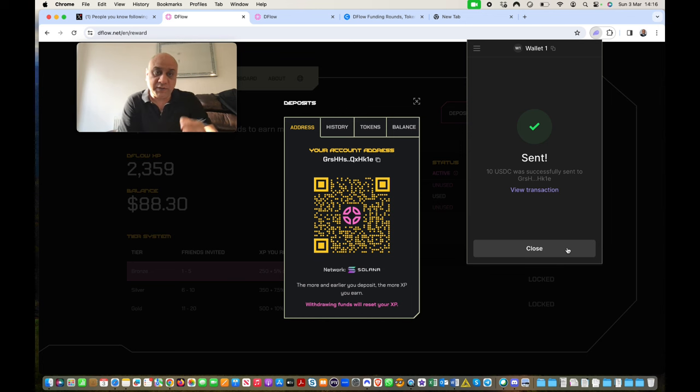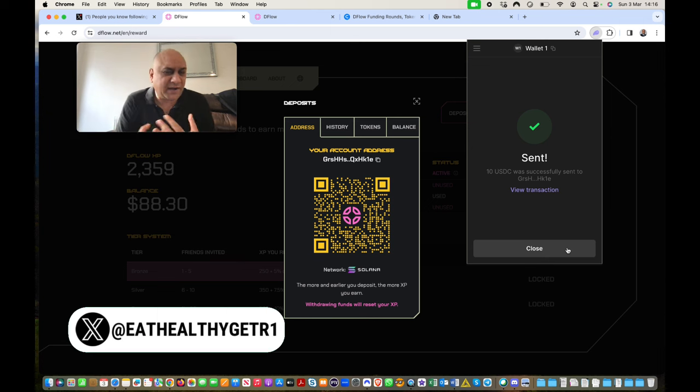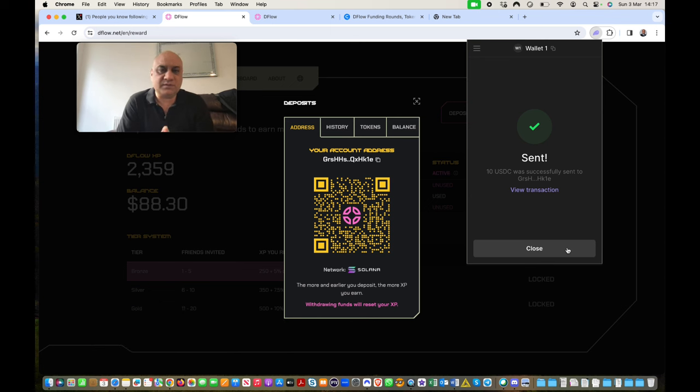Remember, you can only send the funds to this address. For the moment, withdrawals have not been enabled. I was reading that if withdrawals are enabled, then your XP will disappear. So again, deposit some funds that you don't need, put it in, forget about it. And literally that's it, folks. I did send some Solana as well for transaction fees.